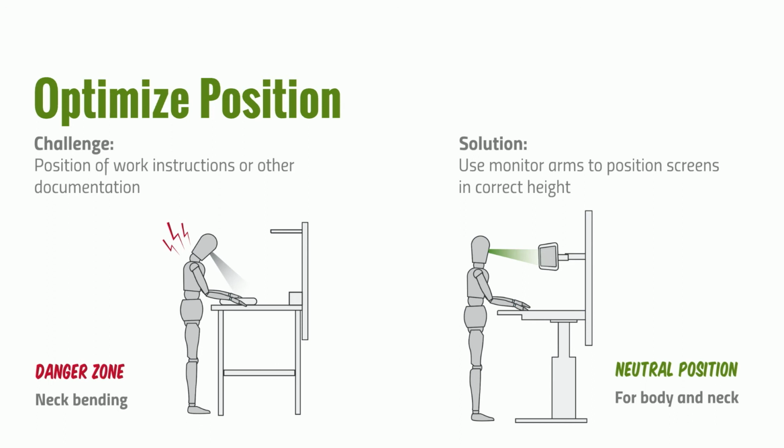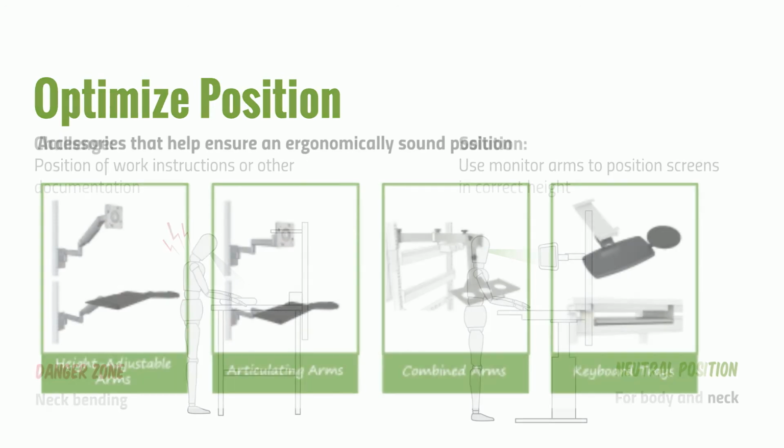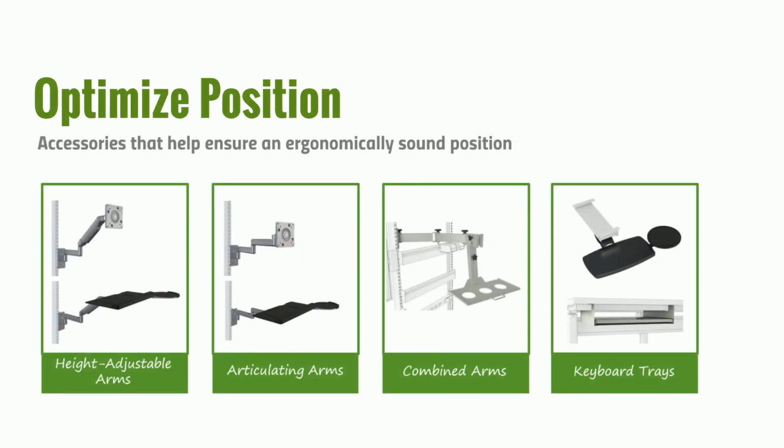So what we do is we put that information right in front of the operator, in this case on a monitor arm, and it puts it right in their field of vision. So they don't have to look down in order to access the information. It puts them in a much more neutral position for their body and neck. So let's look at a couple of ways we can help optimize position.